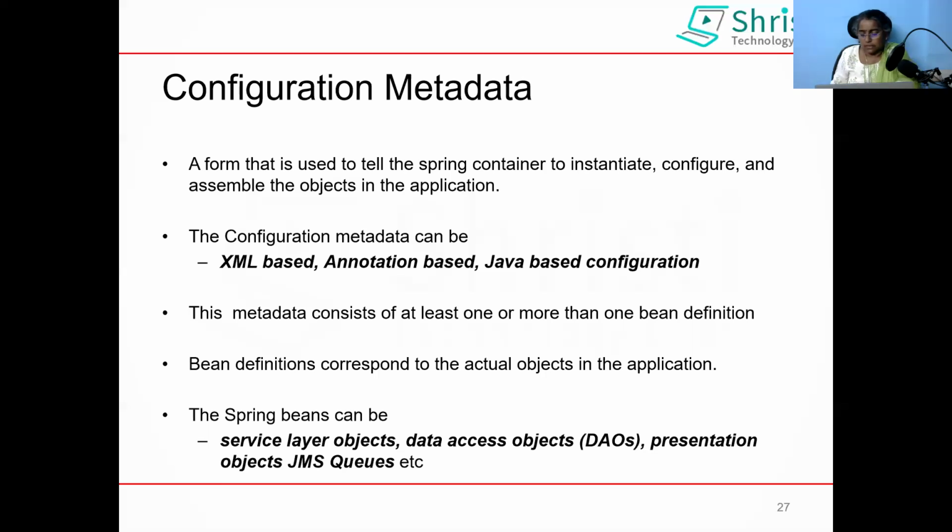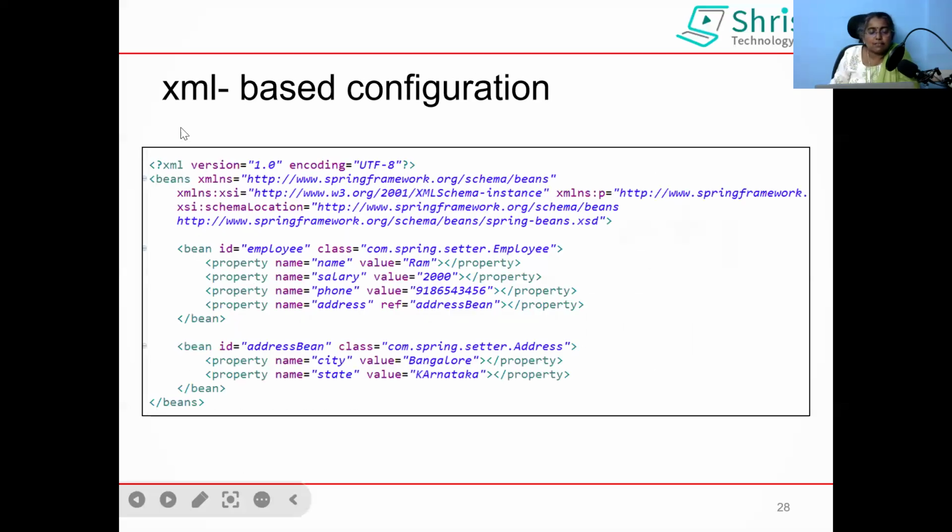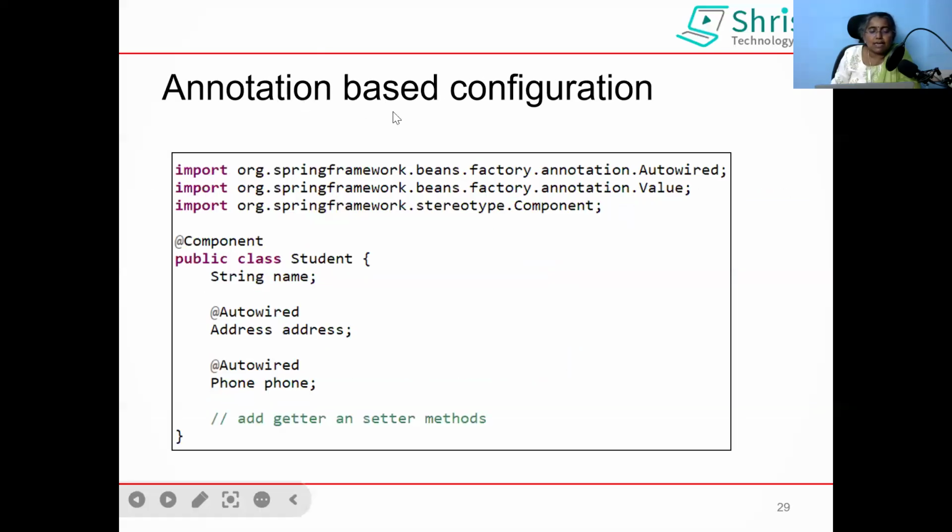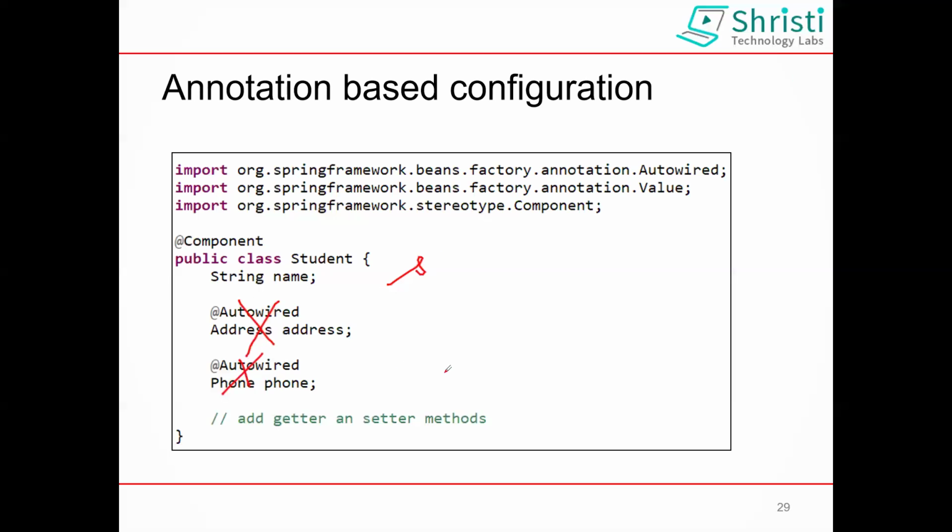So this is configuration metadata. This is what we used earlier, XML based configuration. Now people are not using it. The next one is annotation based configuration. So what is the annotation? @Component annotation. What is the name of the bean? The bean name is student in lowercase. Yes, student in lowercase. Now, do not bother about this. Going forward, we will learn about it.